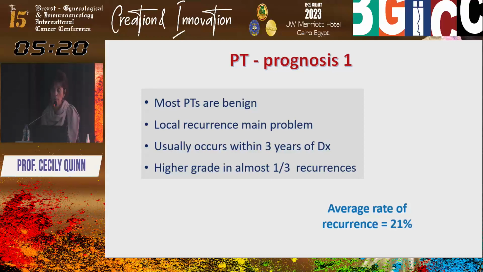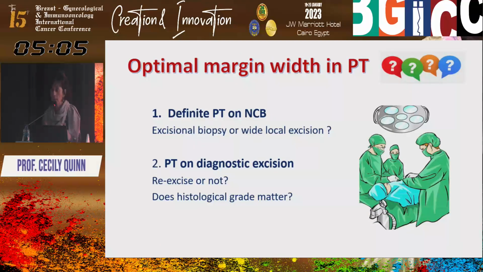The usual problem with phyllodes tumor is local recurrence. If they do recur, they tend to recur within 3 years of diagnosis, and they do tend to be of higher grade. The average rate of recurrence is reported to be 21%. So that brings up the next big MDT question then. What is the optimal margin width?